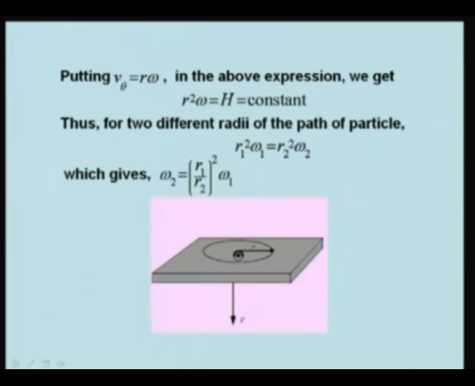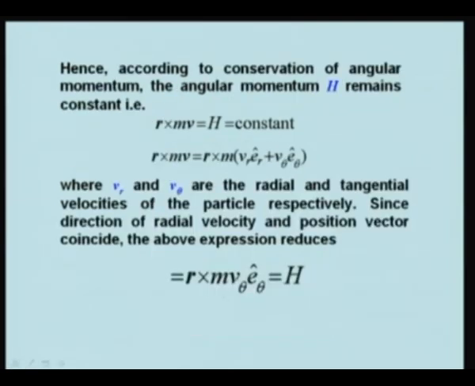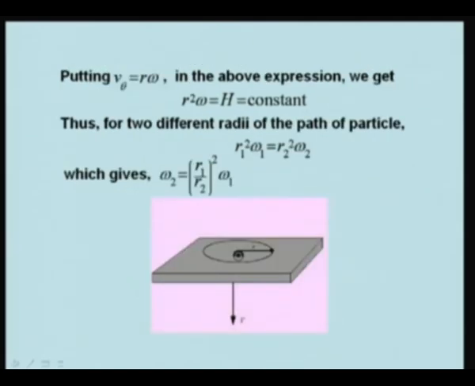Now, putting V_theta equal to r omega in this expression, we get m r square omega equal to h, that is constant. So, for two different radii of the path of the particle, r1 square omega 1 is equal to r2 square omega 2, which gives omega 2 is equal to (r1 by r2) whole square times omega 1.